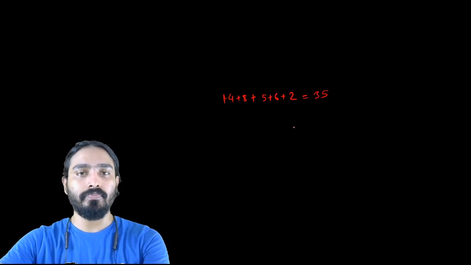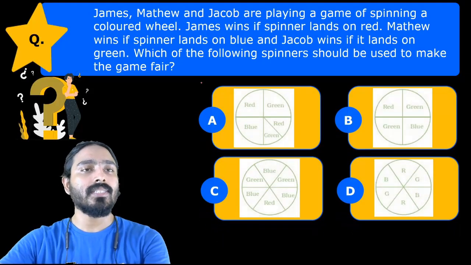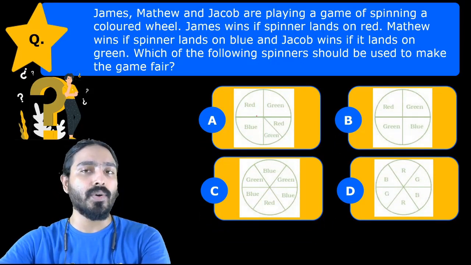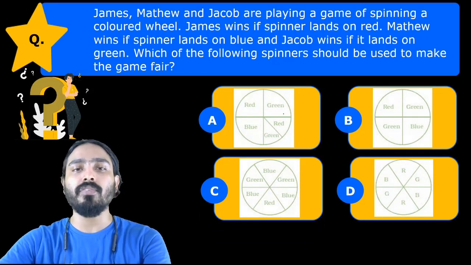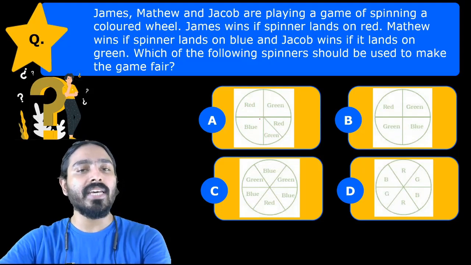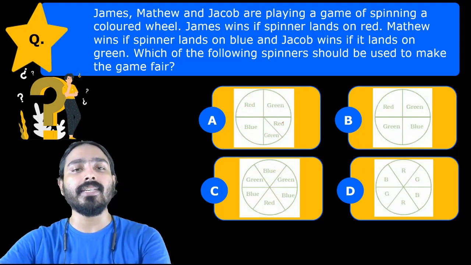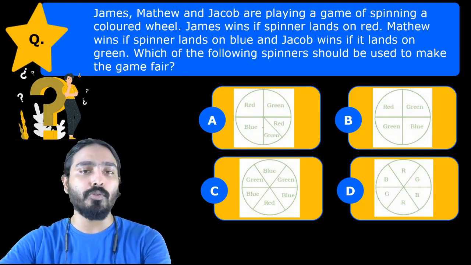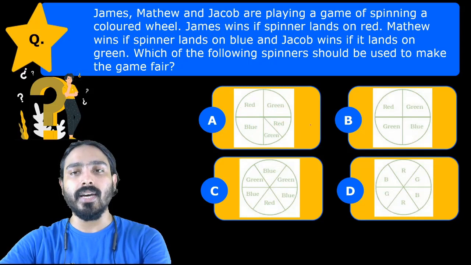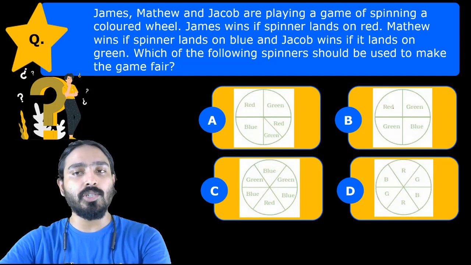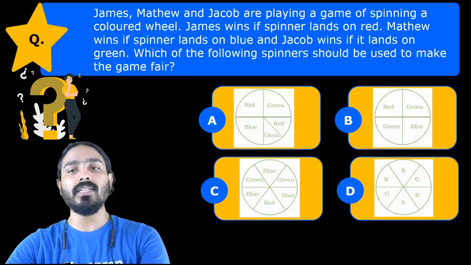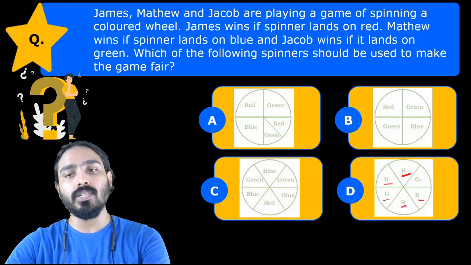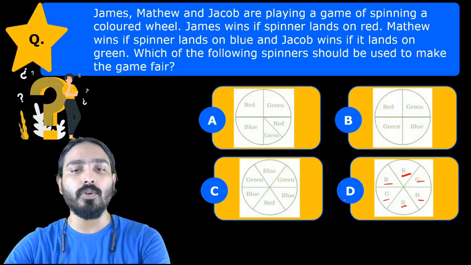Okay, let's move ahead. In this question, James, Matthew, and Jacob are playing a game. So we have to find a fair game. A fair game means everybody has an equal opportunity of winning. In this case, red will have more opportunity to win than blue, because red is in more area. So we have to find an equal distribution of these colors. In this scene, we can see that there are 2 R's, 2 B's, and 2 G's. So they are equal. Therefore, D would be the only right answer.